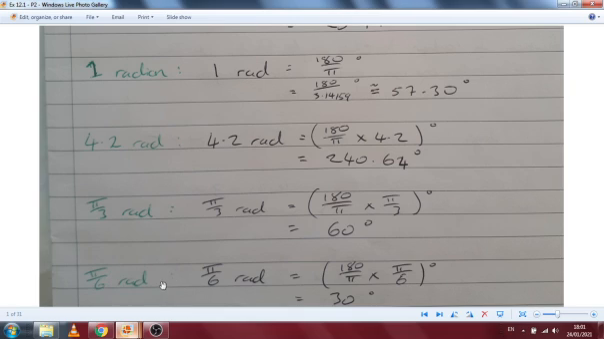Then to finish off, similar thing for pi over 6. Again, pi over 6 is half of pi over 3, so you could work with your fractions there if you can spot them. So half of 60 is 30, but just follow it the same stepwise. Pi over 6 is equal to 180 over pi times pi over 6. They cancel, 180 over 6 gives me 30.